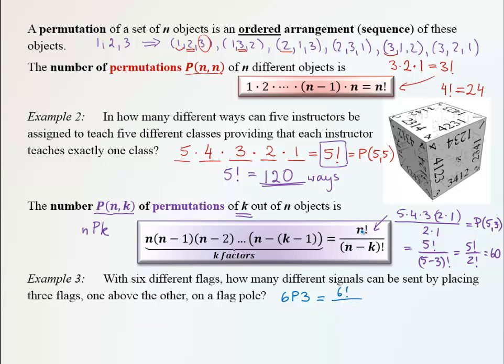We can calculate this directly from the formula, or we can use a calculator. So from the formula, it will be 6 factorial over (6 minus 3), which is 3 factorial. That's not too difficult, because when we cancel the 3 factorial, what's left is actually 4 times 5 times 6. So it's not too large a number. 20 times 6 is 120. 120 different signals can be sent with these flags.